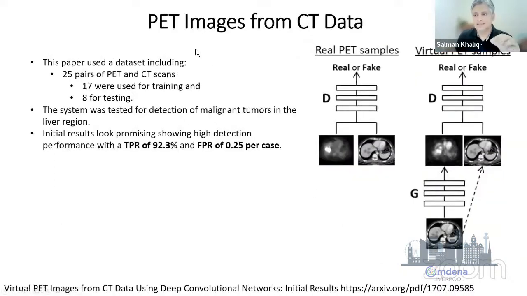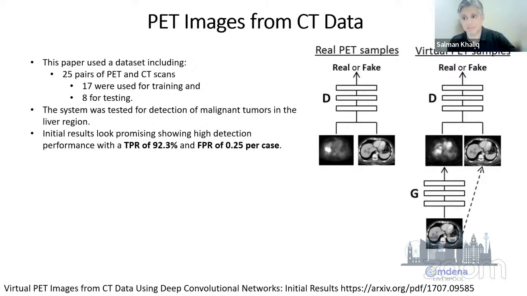Now, this is the example I was giving, PET images from CT data. So some scientists have done that. This paper used a data set including just 25 pairs of PET and CT scans. And using that, they got an accuracy, a true positive rate of 92.3% and false positive rate of 0.25%. And that is amazing. So for some patients who cannot go through a PET scan and they only have done their CT scans, I can create a 92.3% true positive case PET scan image for them.